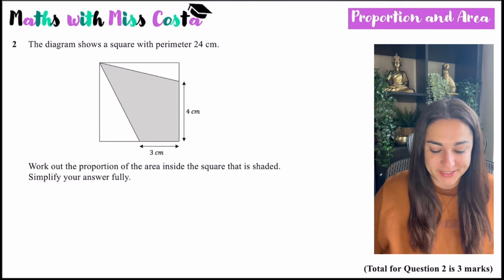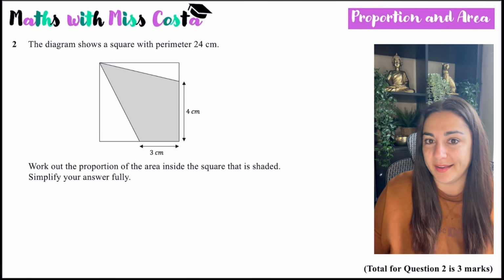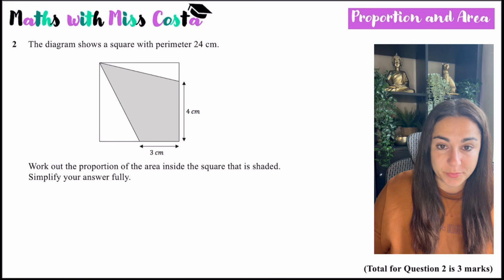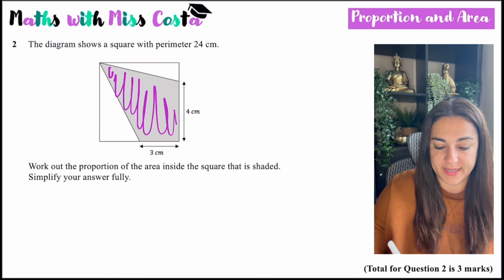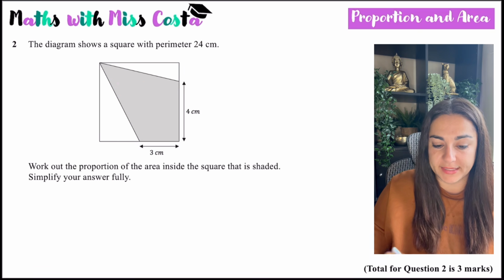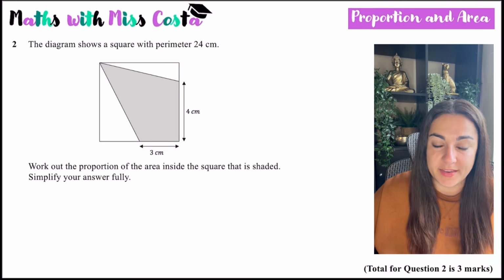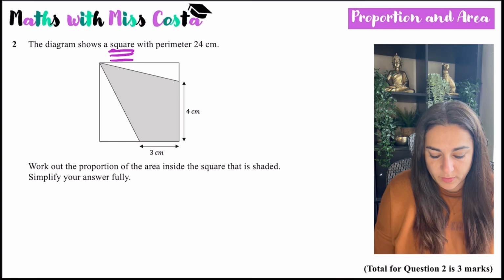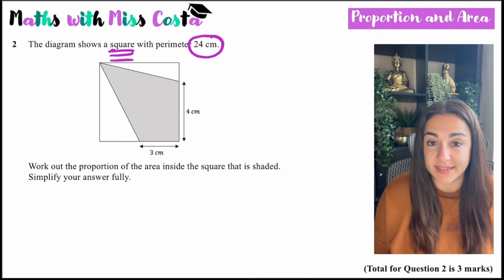Okay, so in this question we are shown a square with perimeter 24 centimeters, and I need to work out the proportion of the area inside the square that is shaded, so this area here. And then once I've done that, I need to simplify my answer fully. So let's take a look at the information that I've been given. I've been told that this is a square with a perimeter of 24 centimeters.